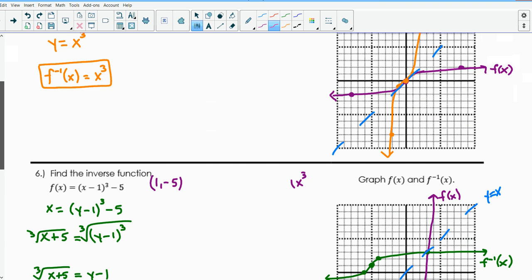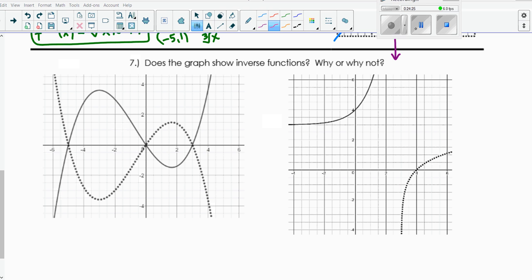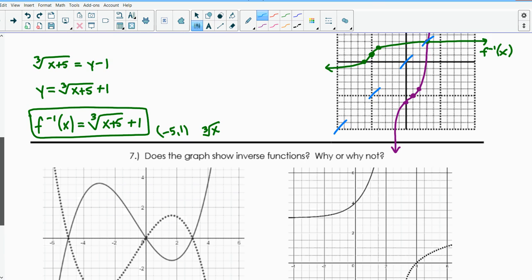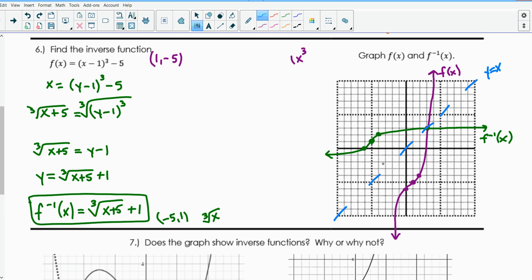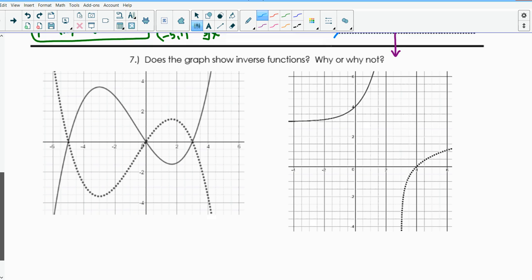If I look down here, these functions are graphed, and it says, does the graph show inverse functions, why or why not? Well, the thing that we keep talking about is whether the points are perpendicular over this line, y equals x. So that's what we want to determine. If it is, then it's an inverse. If it isn't, then it's not.